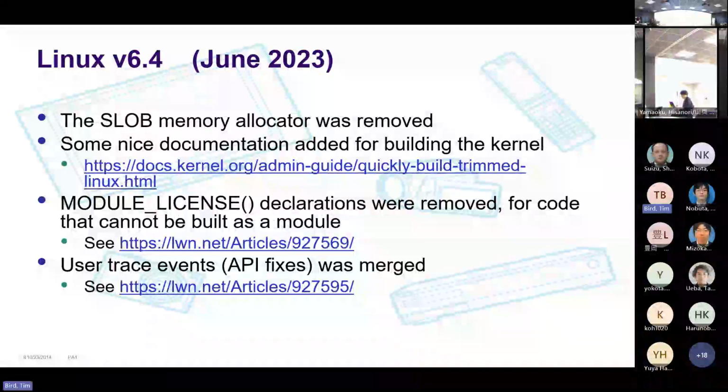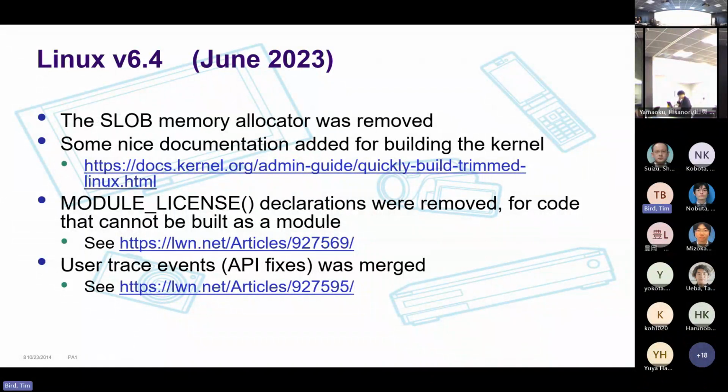There was some nice documentation added for building the kernel. And I think most people know how to build the kernel, but now there's some nice documentation upstream with some quick tips on that.